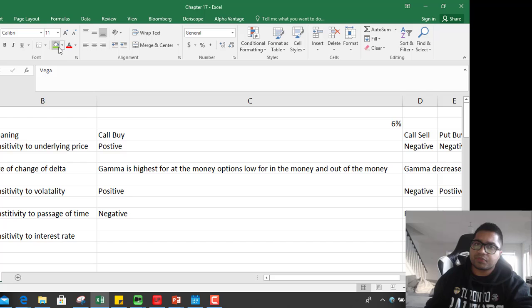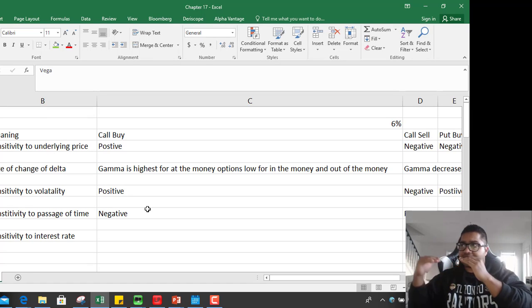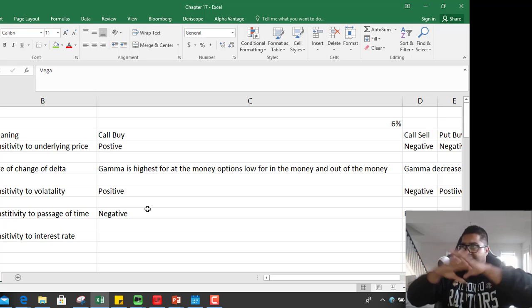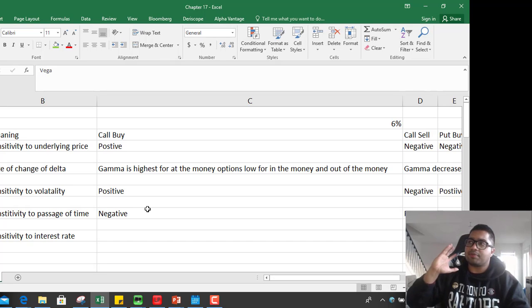Next is Vega. Vega is sensitivity to volatility. Now all options, call and put, have positive sensitivity to volatility. That is, Vega is positive. It means that if you're an option buyer and if volatility in the market goes up, then both option prices, call or put, go up. With everything else remaining same, if volatility goes up, prices of option go up.